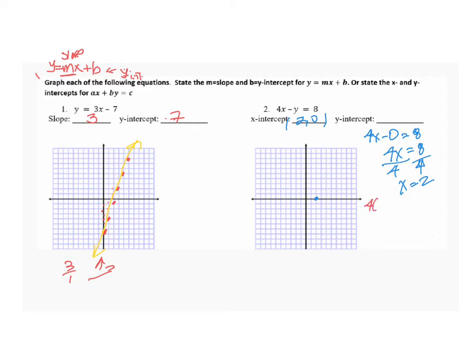The y-intercept, well, we're going to plug in a 0 for x. So 4 times 0 minus y equals 8, which means basically minus y equals 8. Well, we don't want to know what negative y is. We want to know what positive y is. So we divide by -1. And we get y equals -8. So we write 0, -8. And our line looks something like this.